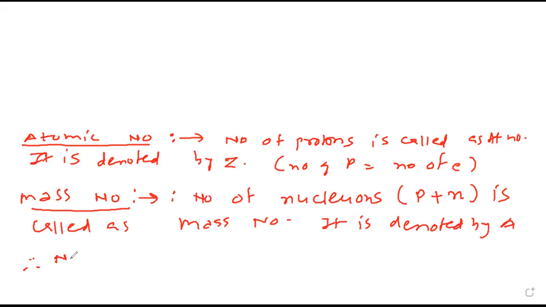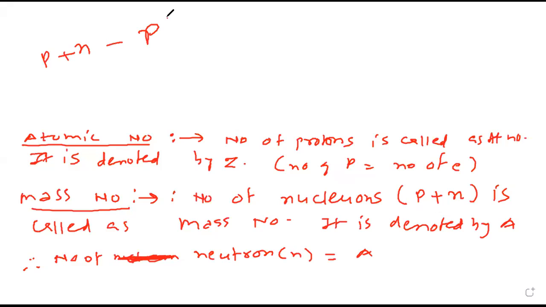Therefore, what will be number of neutrons equal to? A means proton plus neutron. Z means only proton. If I subtract, I will get number of neutrons. Just copy these two formulas.